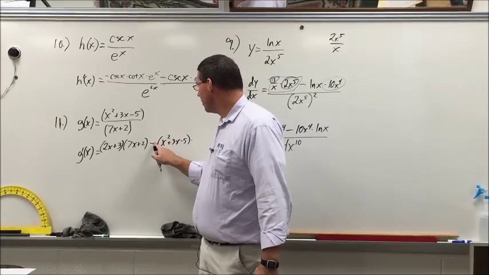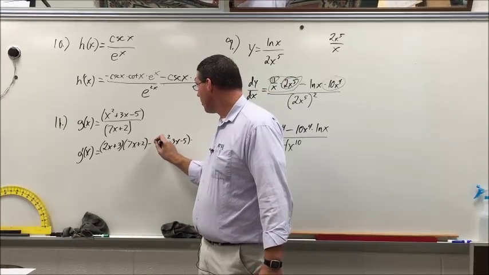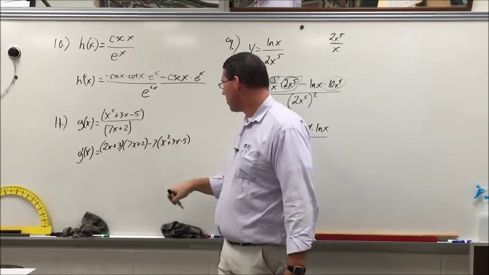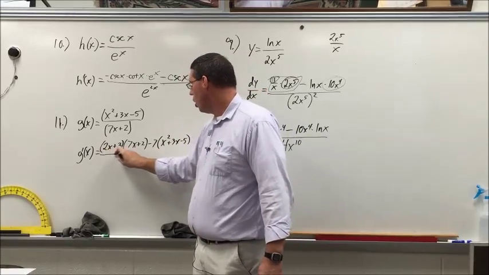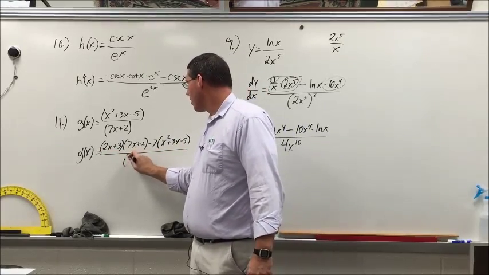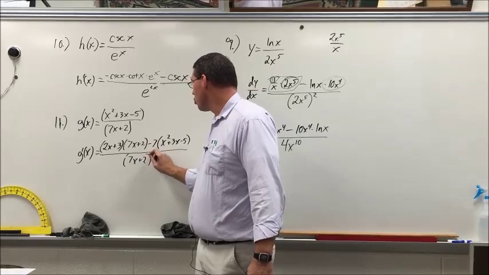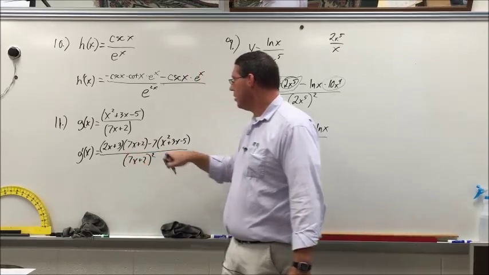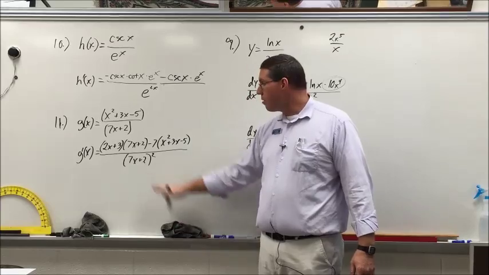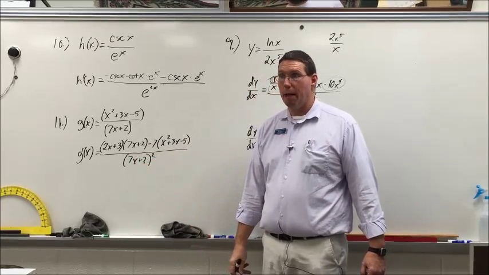And you know what I would actually do with that? I would kind of put it in the front. I'd squeeze it in up here, yeah. That's what I would do. Minus 7 times the top, all over 7x plus 2 squared. It is appropriate to leave it like this. This is factored form of a polynomial.